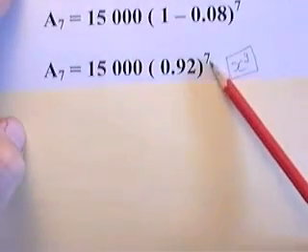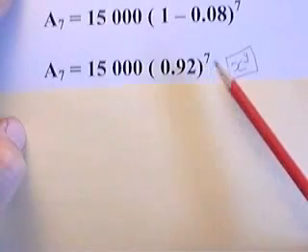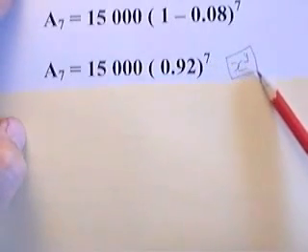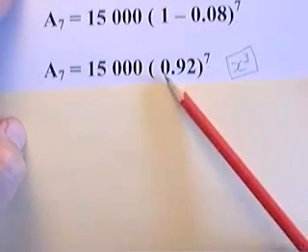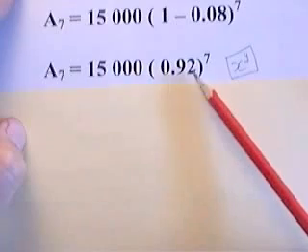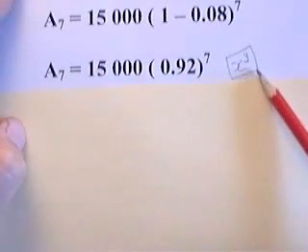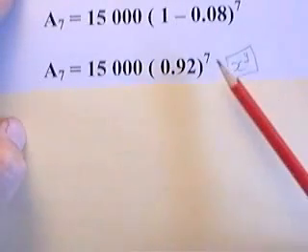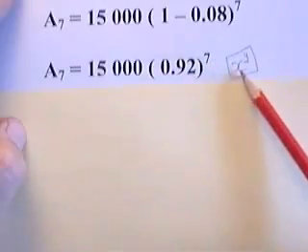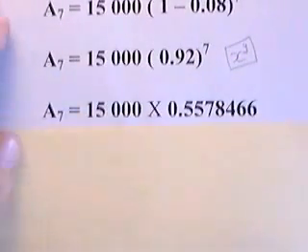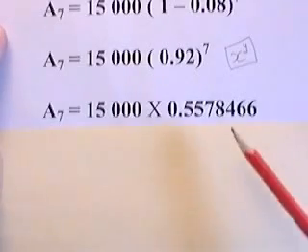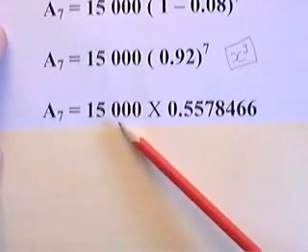0.92, and this 0.92 is being raised to the power 7, and really it's a must that you use the power button to calculate this to the power 7. Alright, so you would key in 0.92, then press your power button on the calculator, then key in 7, press equals, and out would come the answer 0.5578466, which you now multiply by the original amount.